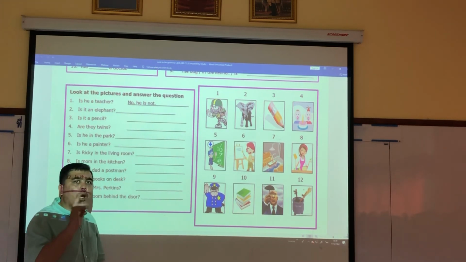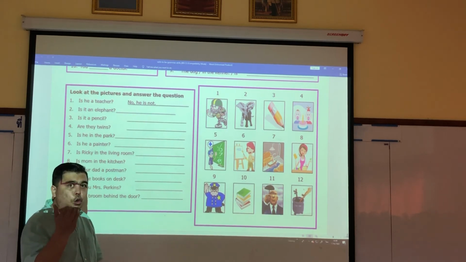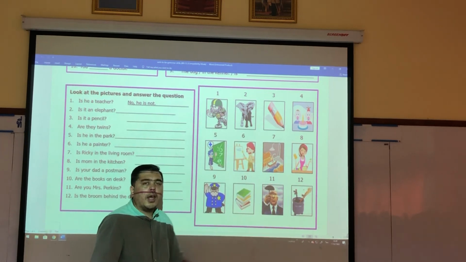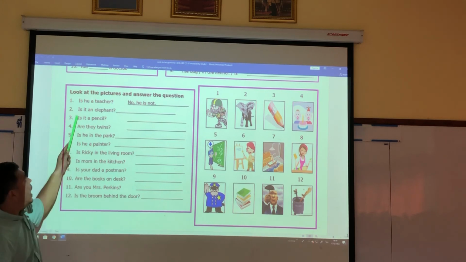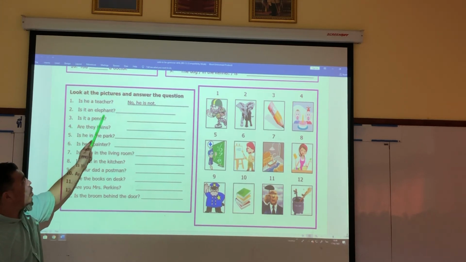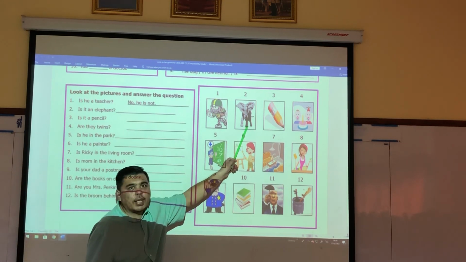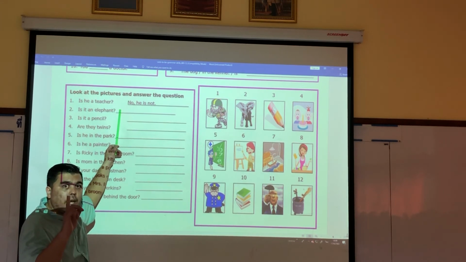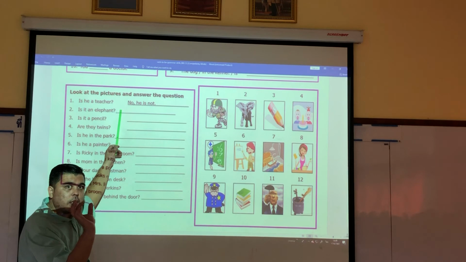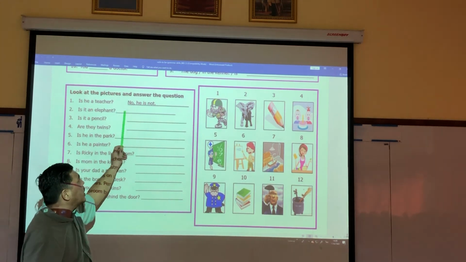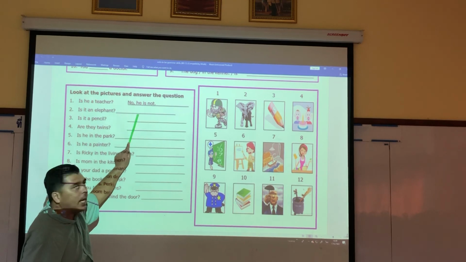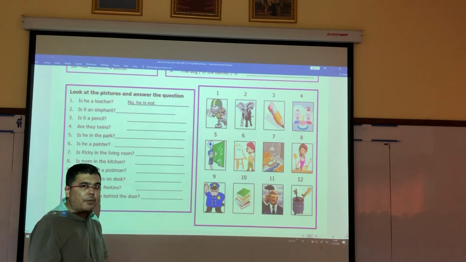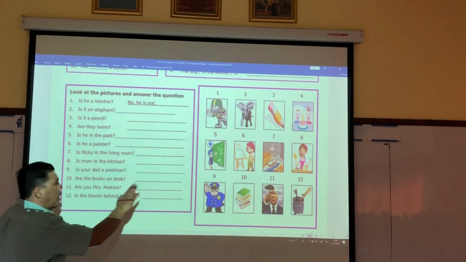Now, I'm going to help you with number 2, and then I want you to go through from number 3 through to number 12. Number 2: is it an elephant? Now you look at it. Yes. Remember, capital letter on the first word of the sentence. So capital Y. Yes, comma, it is an elephant.